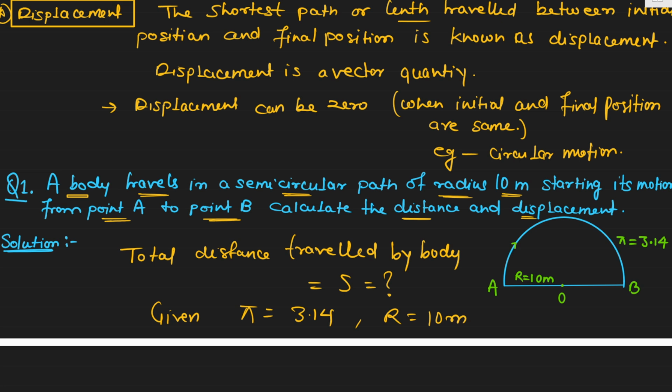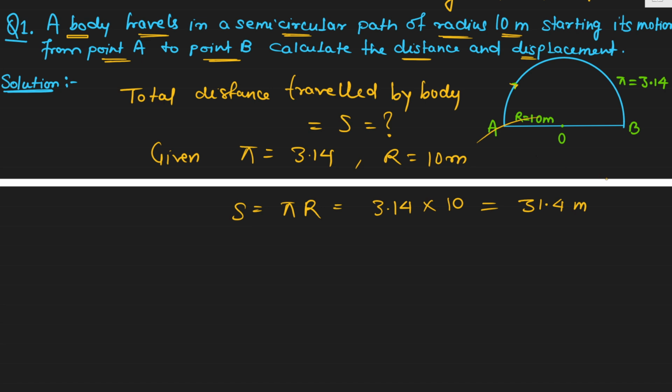Okay. So what is the circumference of a circle? It is 2 pi r. So here the distance from A to B, it's a semicircle, so here s equal to pi r. So s equal to 3.14 into r equal to 10. How much will it be? 31.4 meters. So here it is 31.4 meters, the answer. Okay, then this was the distance.